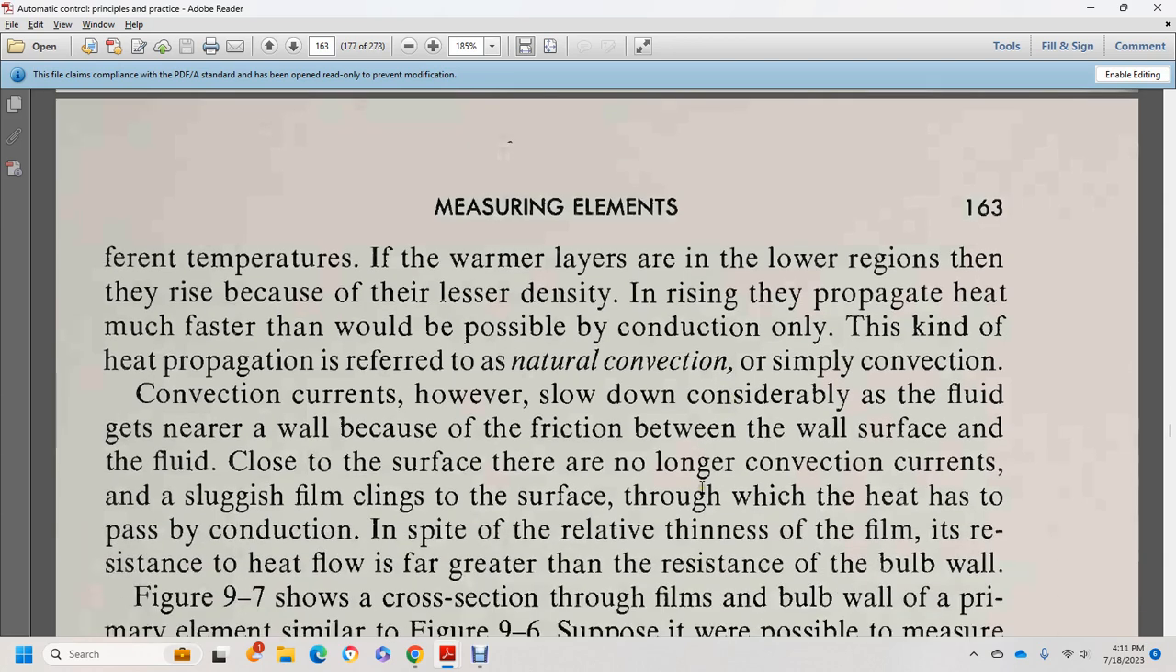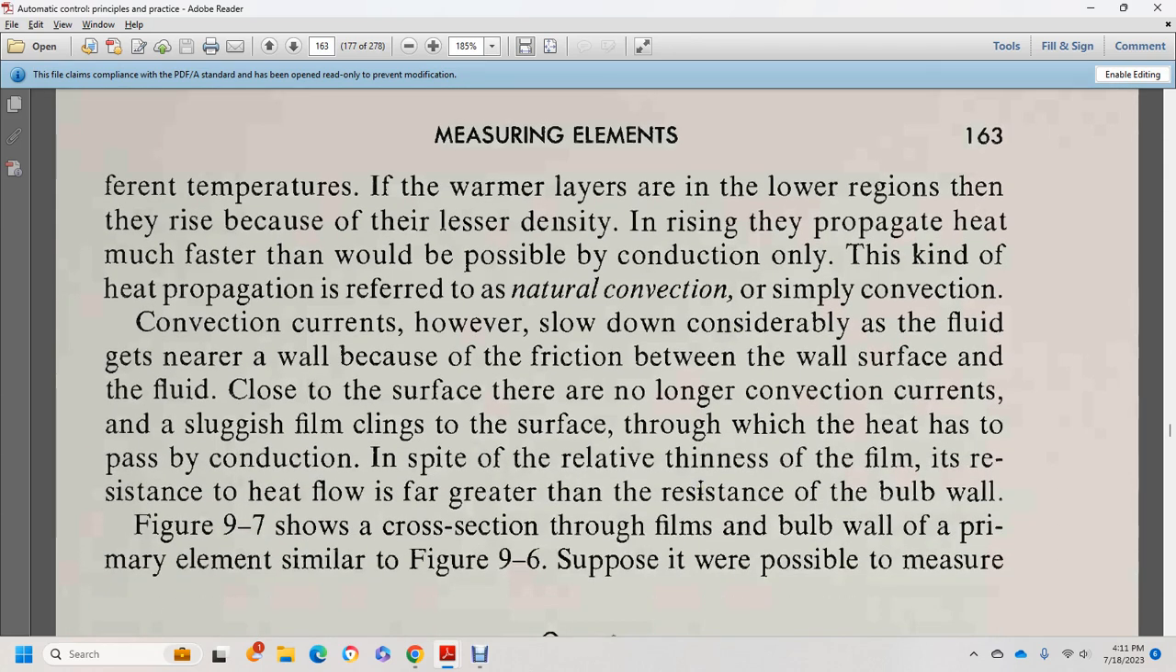The convection current, however, slows considerably as the fluid gets near the wall, because of the friction between the wall surface and the fluid. At the surface there is no longer convection. The sluggish film clings to the surface of the wall, and the heat passes through it by conduction. In spite of the relative thinness of the film, its resistance to heat flow is far greater than the resistance of the bulb wall.